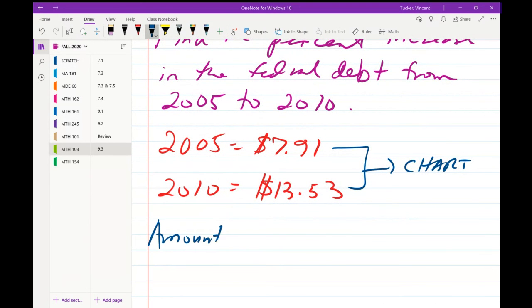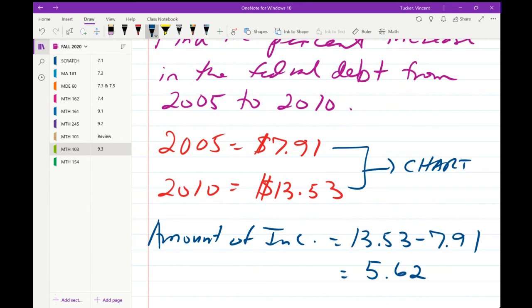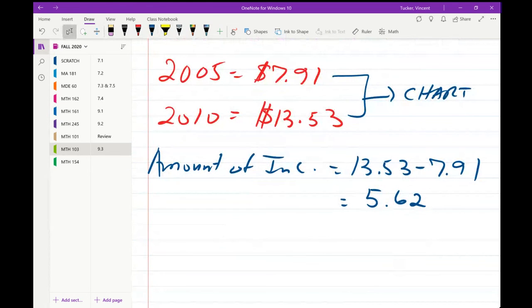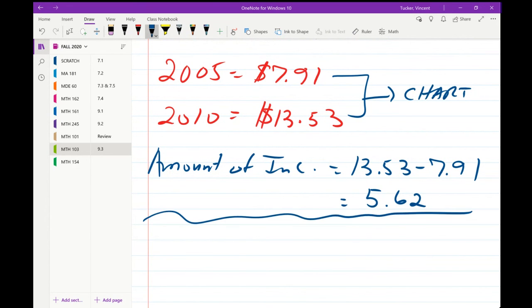So first thing you would do is find the amount of increase. You will subtract the two values, 13.53 minus 7.91. That'd be 5.62. All right. So now you take that 5.62, place it over the original amount. The original amount was 7.91 because remember it increased from 7.91 to 13.53, and then we will multiply that times 100%.